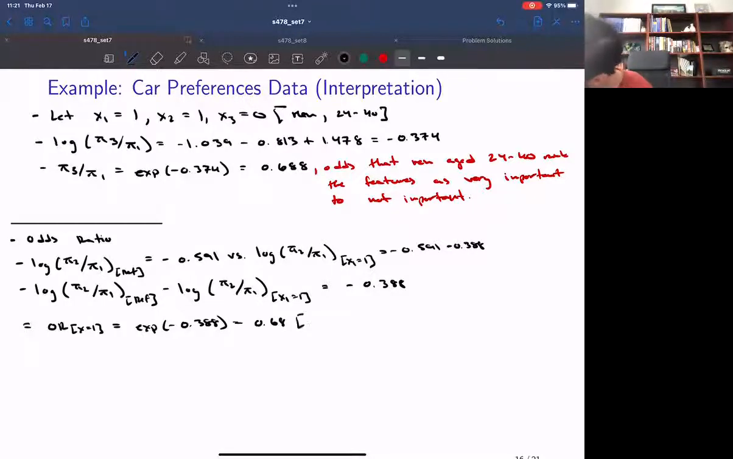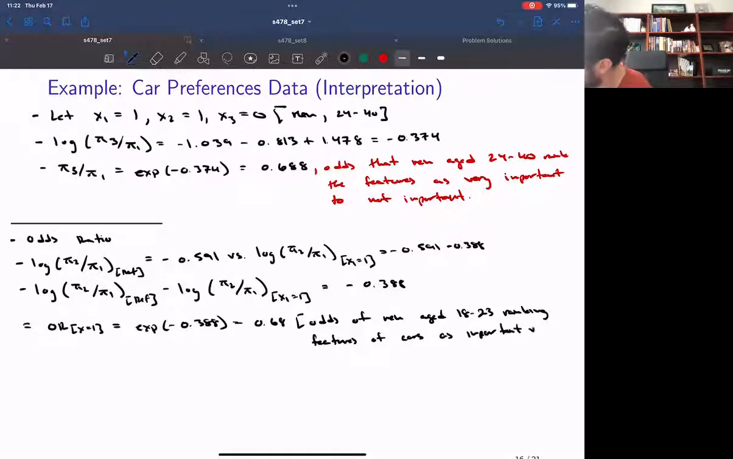So this is odds of men aged 18 to 23 ranking features of cars as important versus not important to odds of women aged 18 to 23.